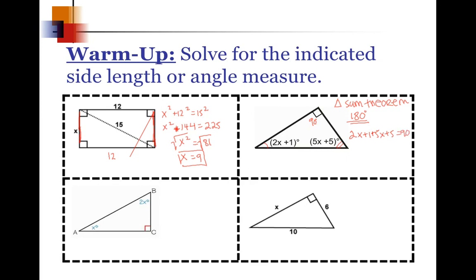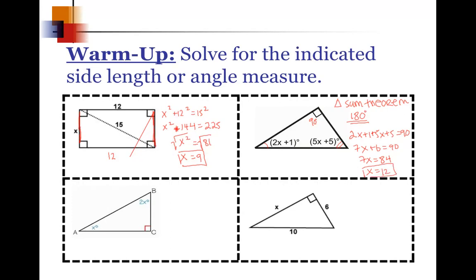And then we're just simplifying this out. So that's 7x plus 6 equals 90. Minus 6, you get 7x equals 84. Therefore, x must be equal to what? 12.